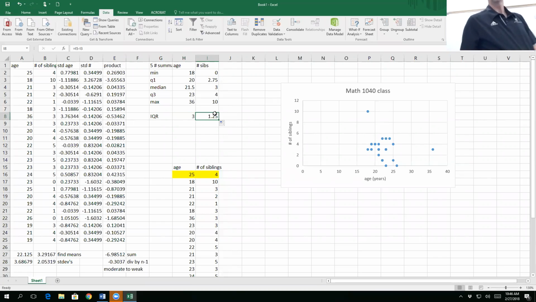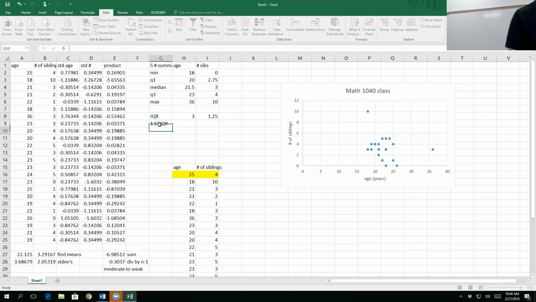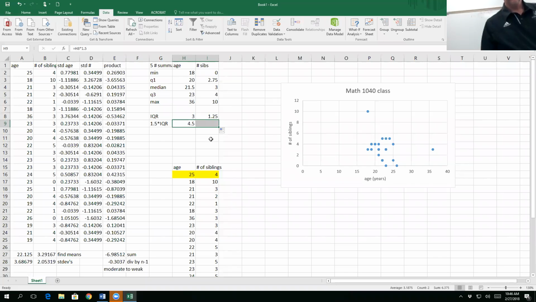Now, what's the next step? 1.5 times the IQR. So I'm going to take this times 1.5. So now it's 4.5. We might have more than just, no, maybe not. We'll see. Well, Lena, you might have somebody else that'll join you as an outlier. We'll find out. So now what?